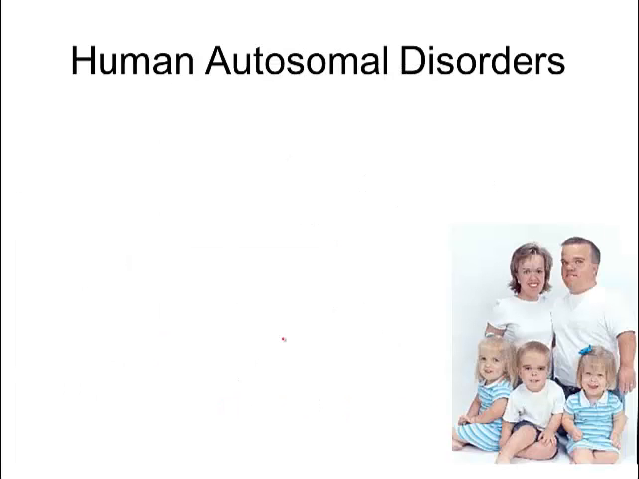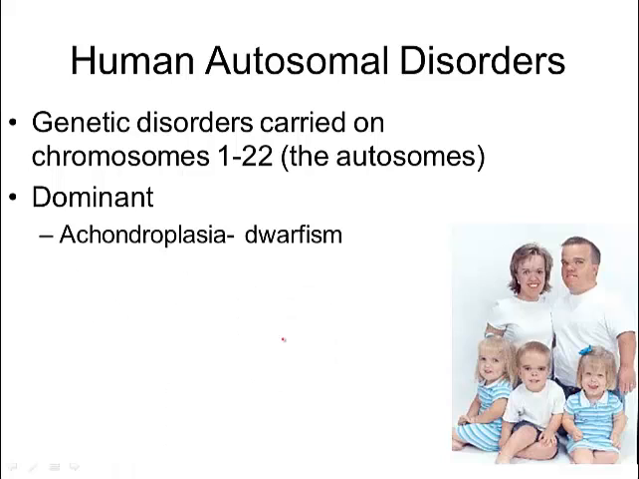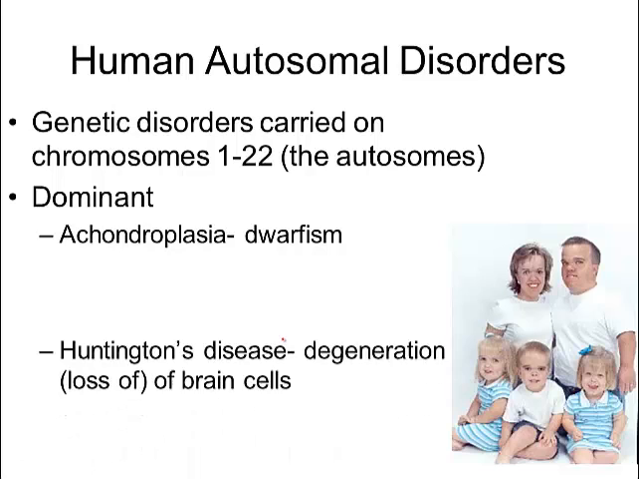All right, we're going to end with looking at human autosomal disorders. These are genetic disorders carried on chromosomes 1 through 22, your autosomes. There are some that are dominant. Achondroplasia is one. This is a type of dwarfism. There are actually lots of different kinds of dwarfism, but one type is caused by a dominant allele. That means you only have to have one copy of this particular gene in order to have dwarfism.